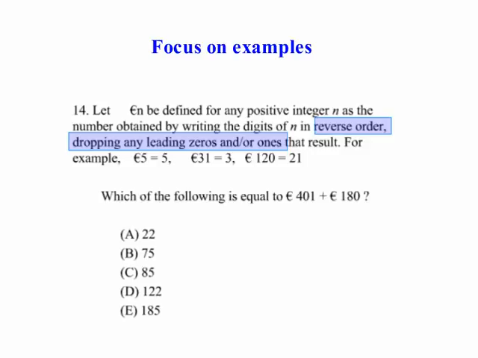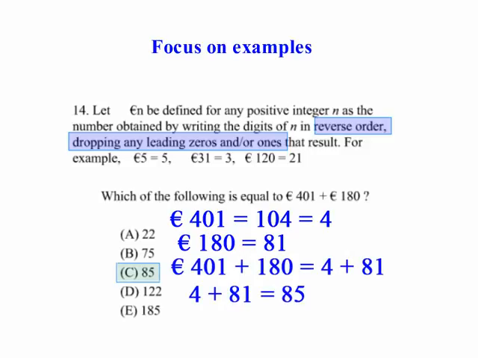And the question they're asking is, which of the following would be equal to E401 plus E180? Well, if we look at it, 104 would then become 4 because you drop the leading 1s and zeros. And 180 would become 81. So we have 81 plus 4, that's 85.